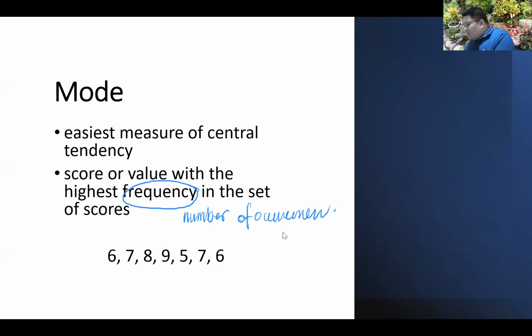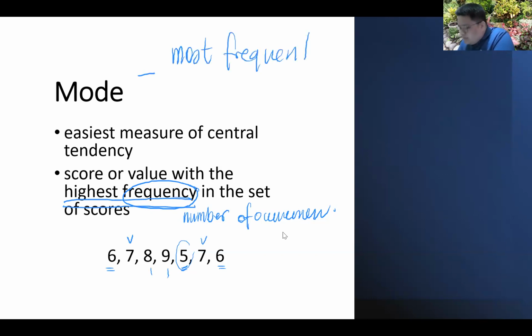Now, pag titingnan po natin itong data na to, so you have 5, okay? 5, isa lang siya. 6, dalawa sila. Pagkatapos 7, dalawa din sila. Si 8 at saka si 9, tig-isa-isa. Now, if I would look at that class, what could be considered the mode? Sabi dito, it's the score or value with the highest frequency. Or in other statistics books, they would say it's the most frequently occurring value or data. It's the most frequently occurring value.